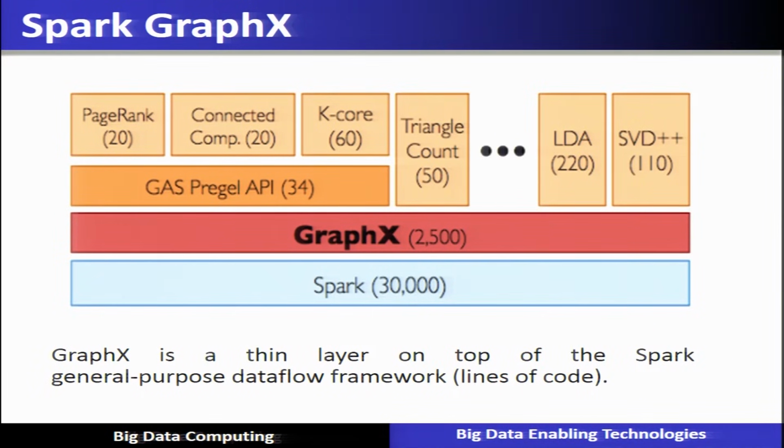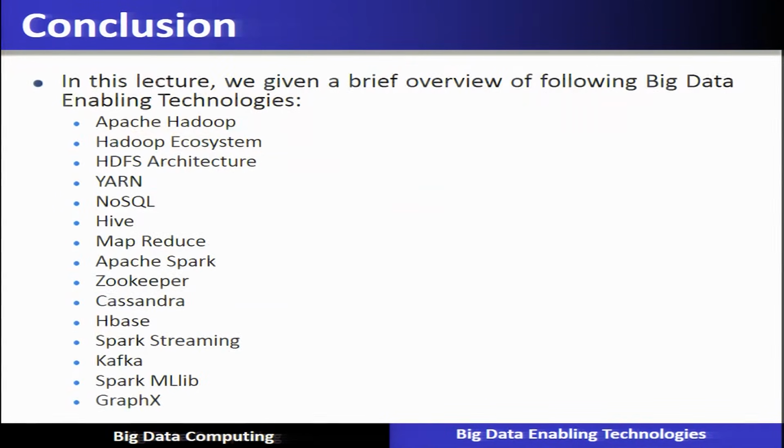If we see GraphX in more detail, this is over Spark Core, and the algorithms available for doing the graph analytics are the PageRank algorithm, the connected components algorithm, K-core and triangle count. All these algorithms are already implemented and made available in GraphX. GraphX is a thin layer on top of the Spark general purpose data flow, which we will see in more detail, and this is heavily used for various analytics, that is, graph analytics.